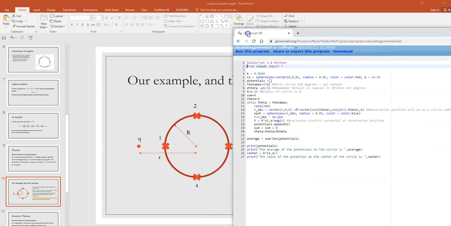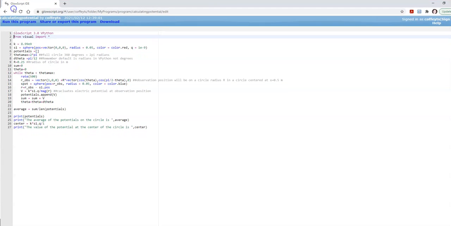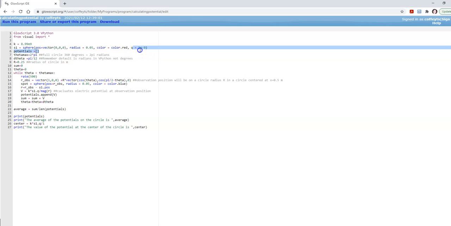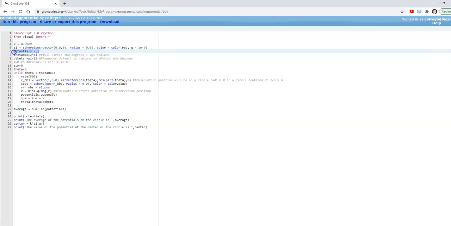But I'm also going to pull it up here and show it to you. So here's my code. Just to run through it really quick, I'm going to talk about how to calculate potentials in a separate lecture. But in this one, first of all, I'm creating my source charge. I'm making it red, and I assign an attribute that is its charge of 1 nanocoulomb. And then I'm creating an empty list, which will be the potentials on the points over the circle.